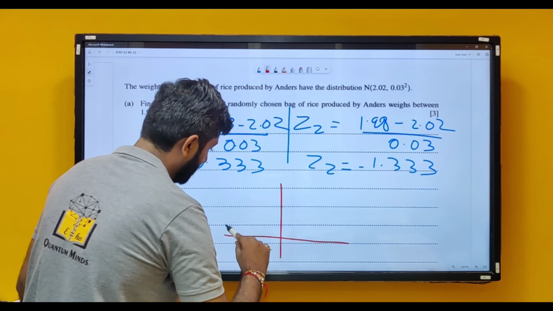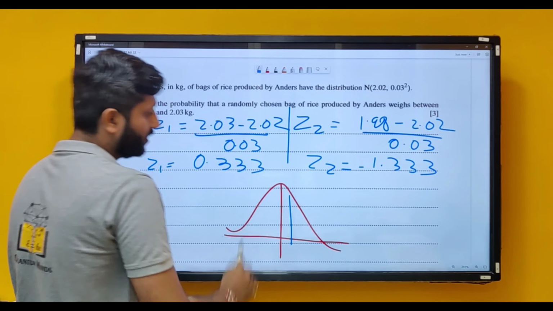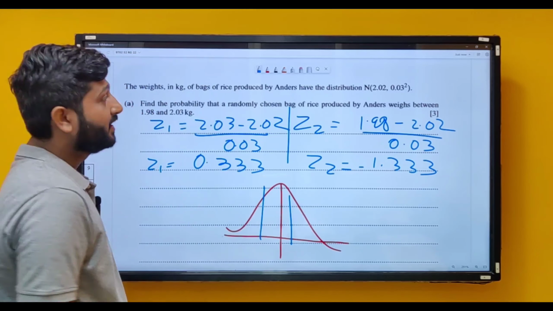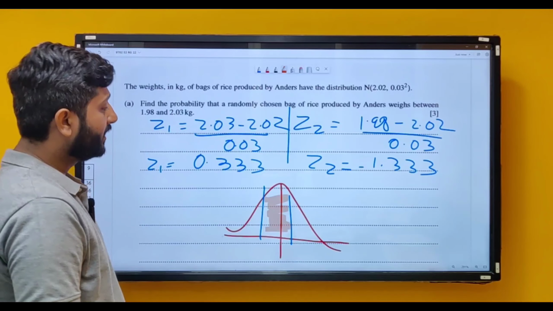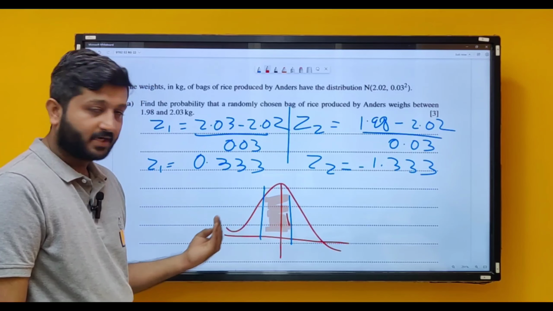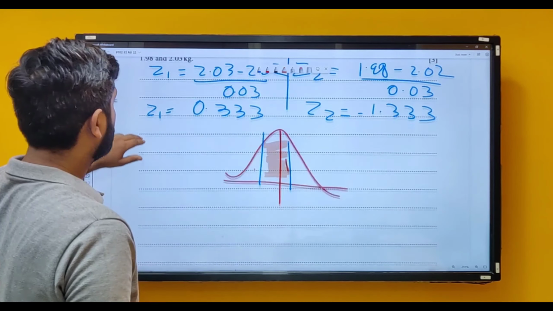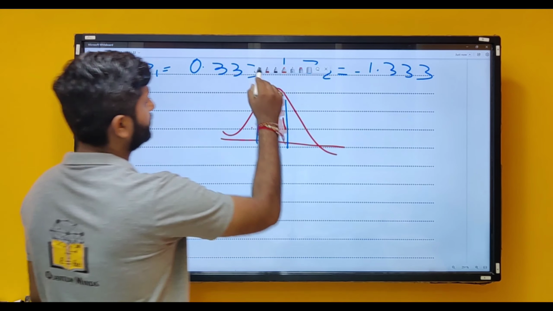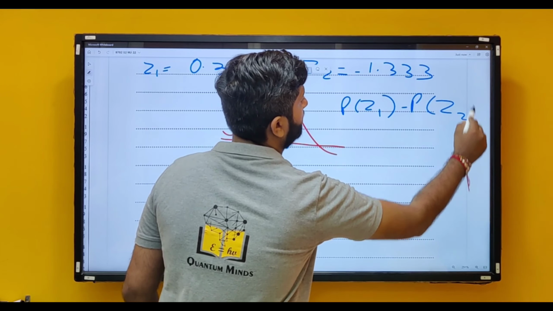So let's say this is my normal distribution table or the graph. So this is my Z1, which is at 0.333. My Z2 is minus 1.333. I am supposed to find the region between this, right? So how can I do that? It is very easy. Let me first find the probability of Z1, and subtract it from Z2. So we'll have the middle region. Which is nothing but probability of 0.333 minus probability of minus 1.33. So probability of Z1 minus probability of Z2.